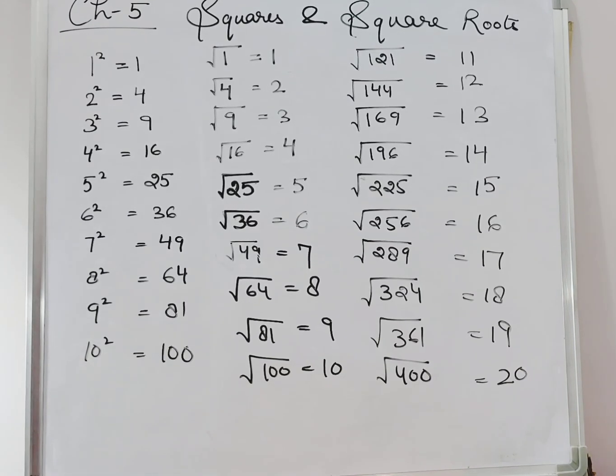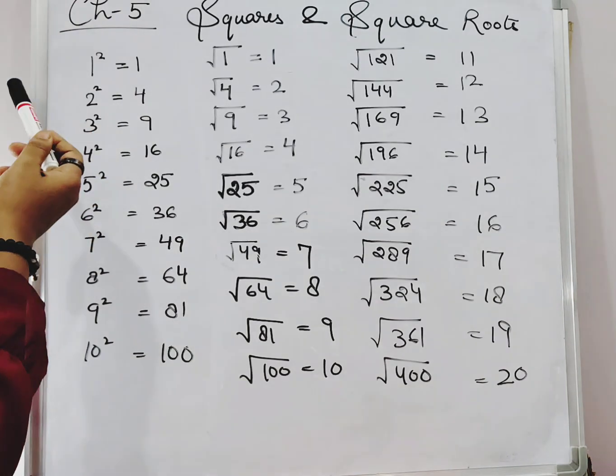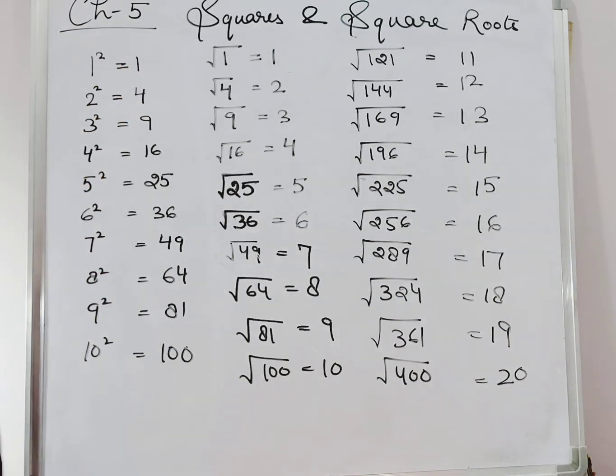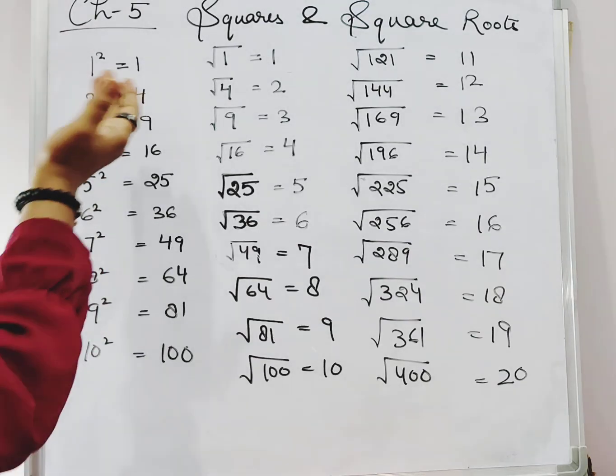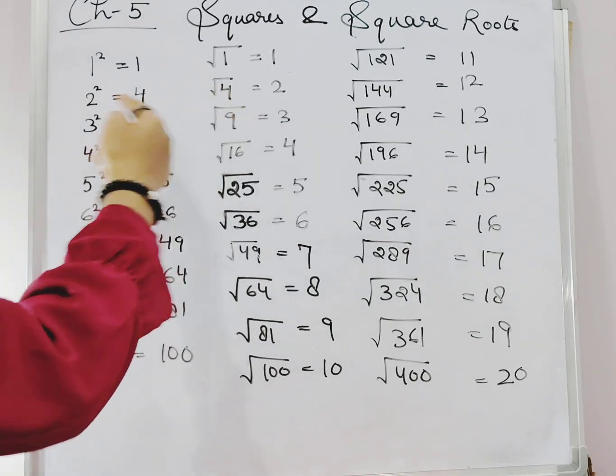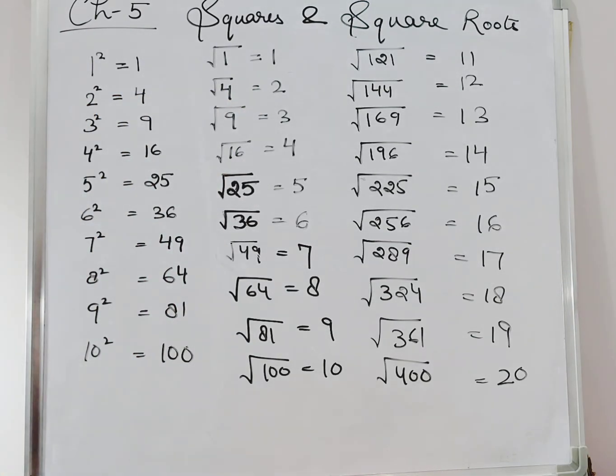So yes, before moving towards exercise 5.3, let's discuss something about the square roots. Square roots are basically the opposite of squares. Like here you have already seen the square of 1 is 1, the square of 2 is 4. If we do the opposite thing, you will get the answer. Like the square root of 4, you will get 2. The square root of 9 is 3.